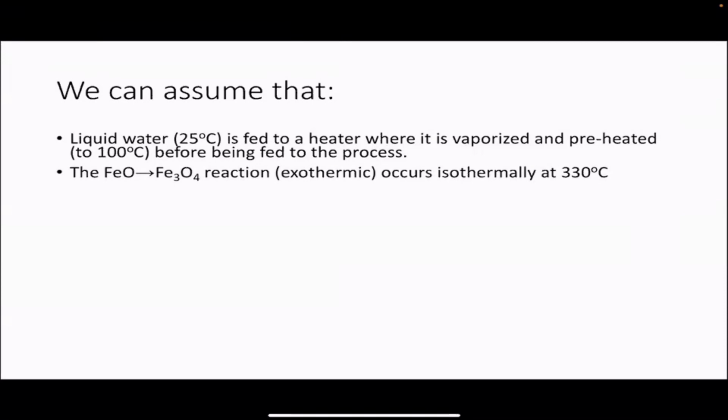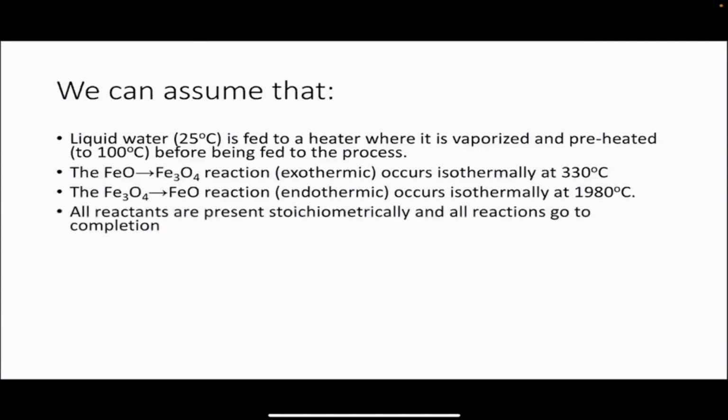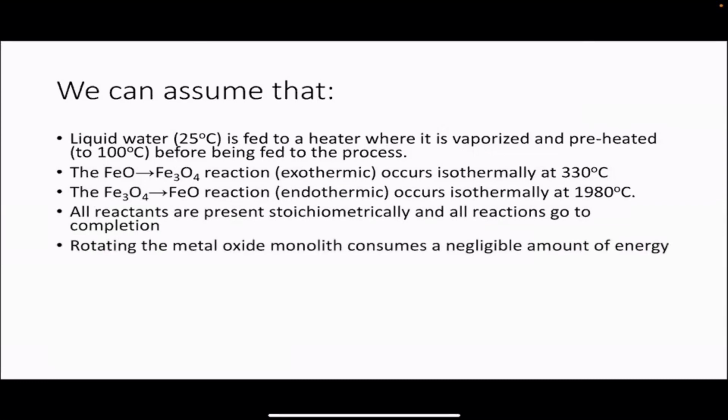The next thing that we're going to assume is that the solar-driven reaction of the magnetite phase to the Wüstite phase occurs isothermally and at 1980 degrees C. We're going to assume that all reactants are present stoichiometrically and all reactions go to completion. That this act of rotating the metal oxide monolith consumes a negligible amount of energy. So we're going to turn it really, really slow, and we're going to assume it's not really heavy, although we will calculate the actual mass before we finish this problem.